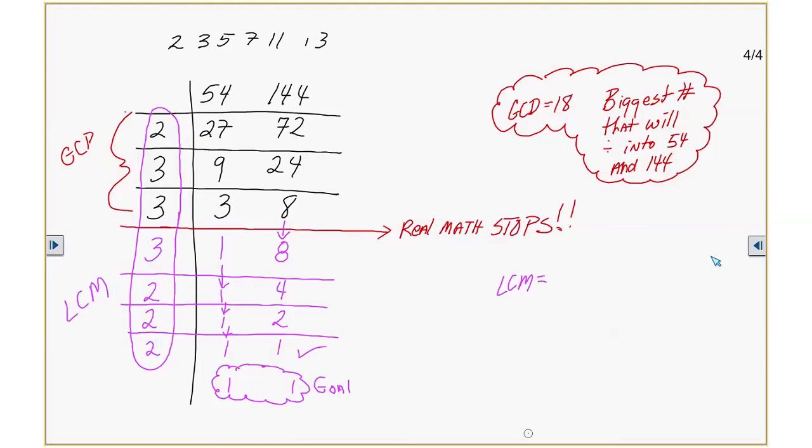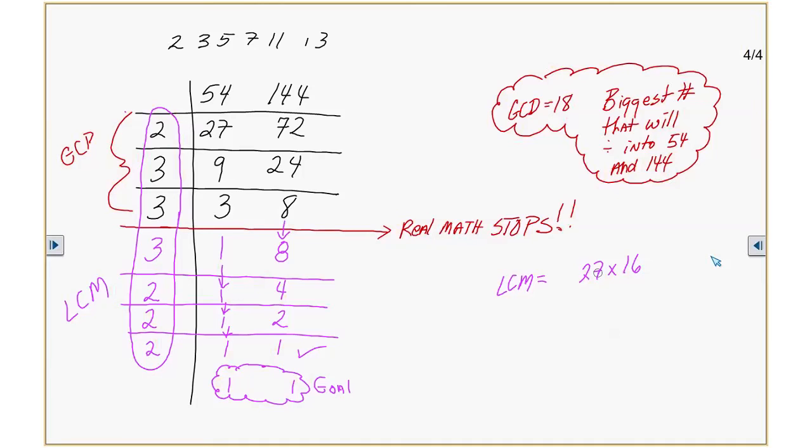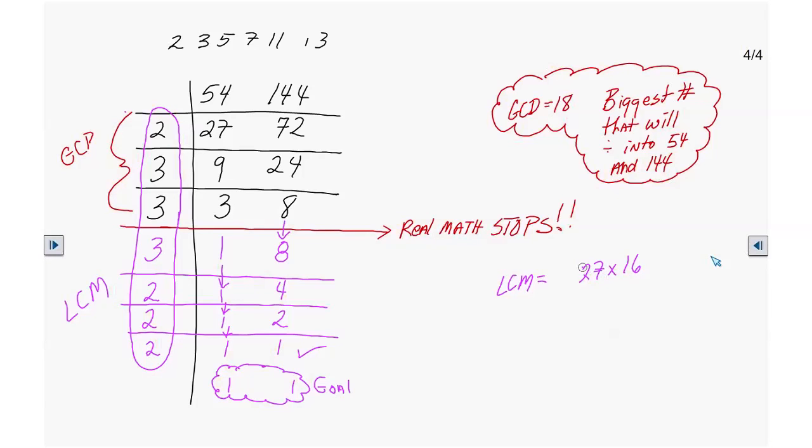So 2 to the 4th power is going to be 8 times 2 is 16. 3 times 3 is 9. 9 times 3 is 27. So we got 27 times what? 27 times 16? Let's write it down right here. 27 times 16. Now there's an easy way to multiply this.